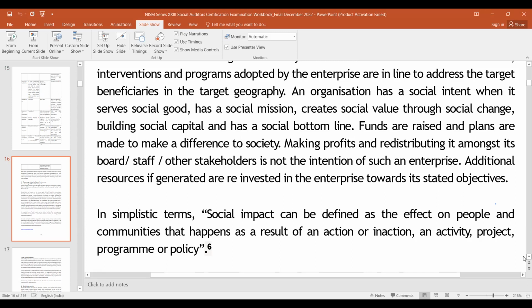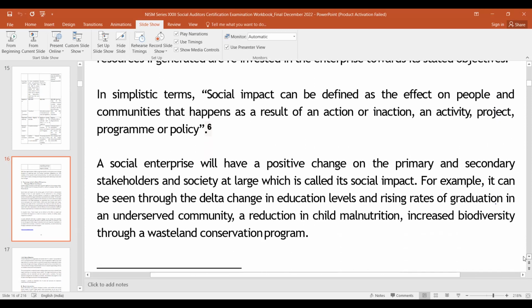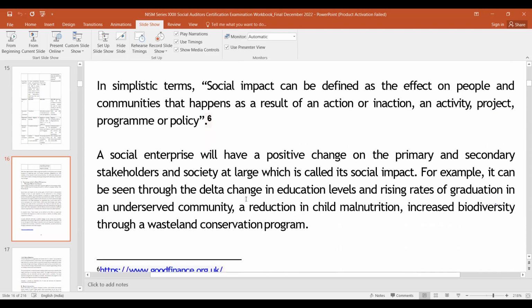An activity, project, program, or policy of a social enterprise will have a positive change on the primary and secondary stakeholders and society at large. So what could be the example of secondary stakeholders? Primary stakeholders we know. What could be the secondary stakeholders? The parents of the people, like if somebody is addicted to some nasha. Yes, family members. Yes, the parents, the neighbors, society, they can be secondary.